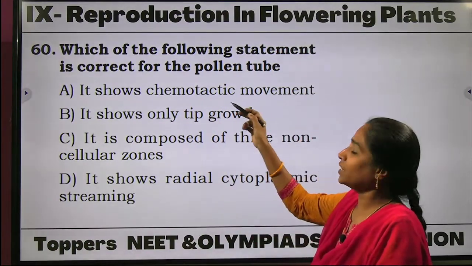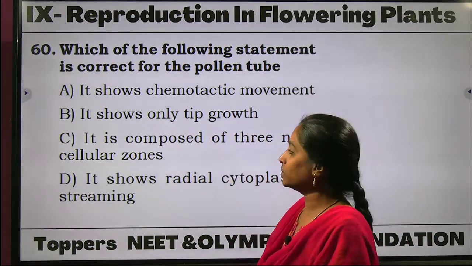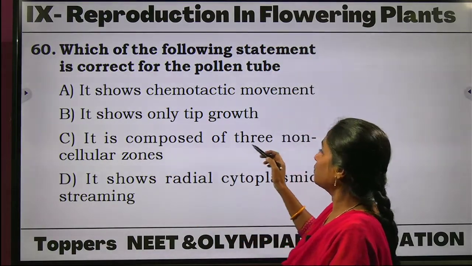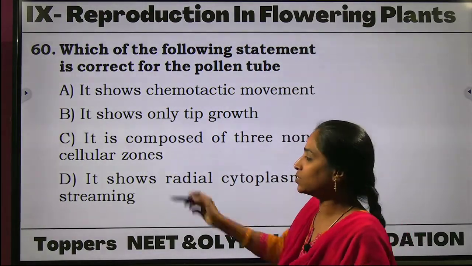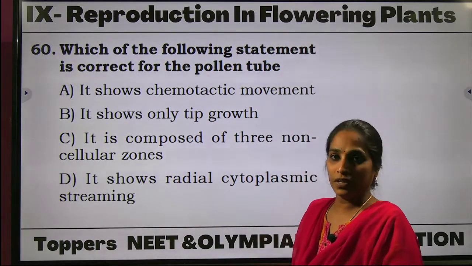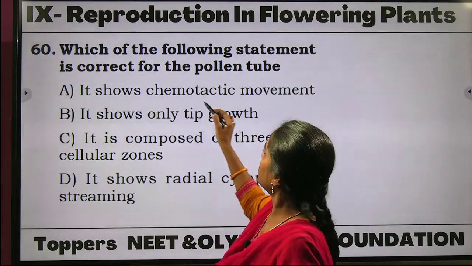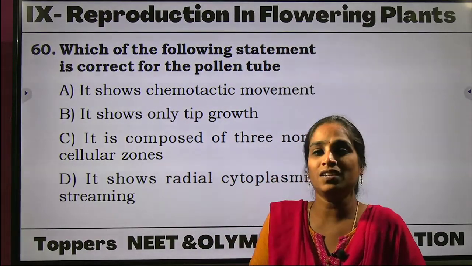It shows the chemotactic movement. It shows only the tip growth. It is composed of 3 non-cellular zone systems and it shows radial cytoplasmic streaming. Okay, so let us go for a detailed explanation of all. It shows the chemotactic movement. What is a chemotactic movement?